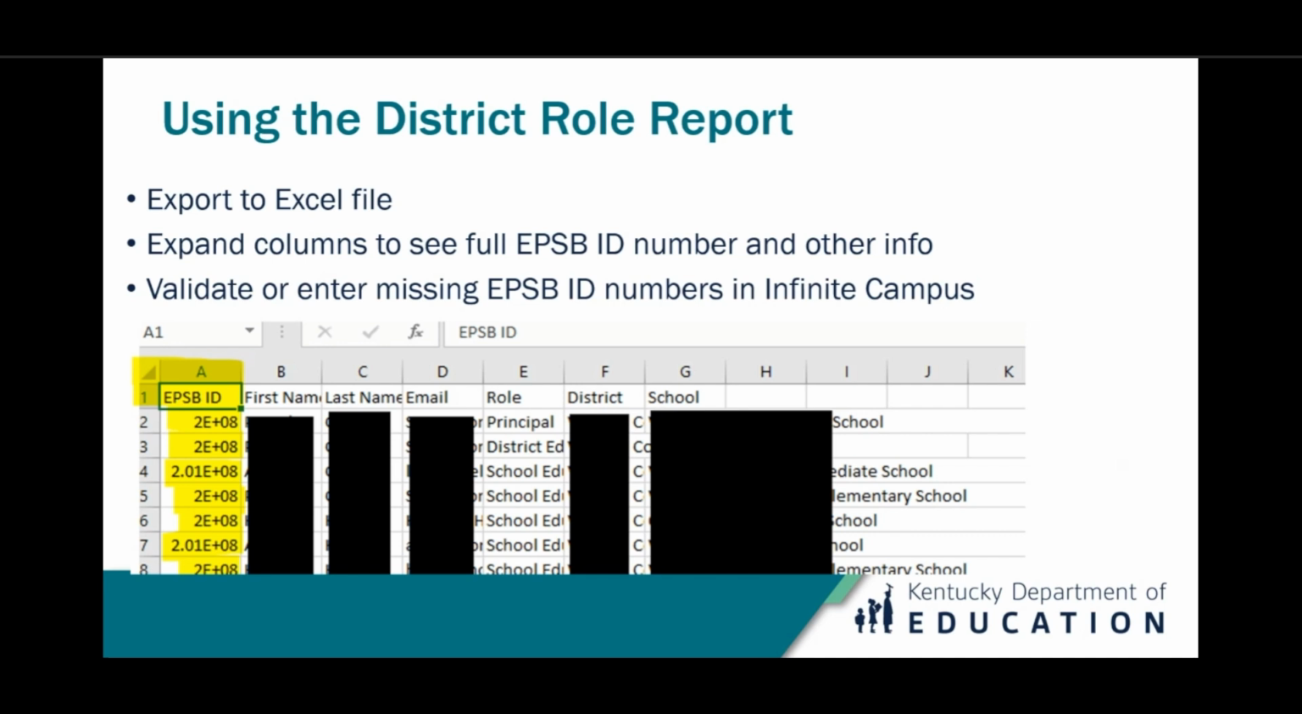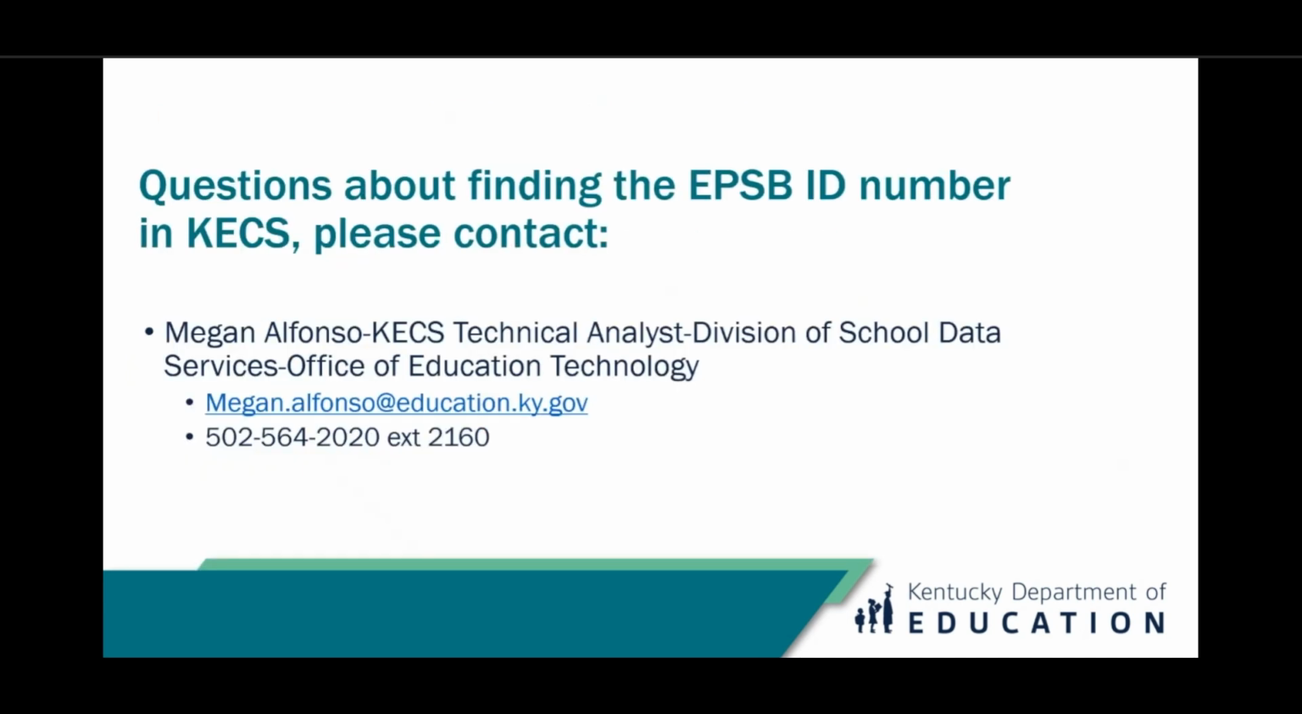So you can no longer put the series of 9s. You can no longer not have an EPSB ID number for someone. You would need to go to the KEX system and get that. And if they haven't applied, you need to have them apply and get that number, as again, it will be assigned immediately, and you'll be able to get that number and enter it for the PSD reporting. So questions about finding the EPSB ID number in KEX, you'll need to contact again Megan Alfonso, and you have her contact information below.